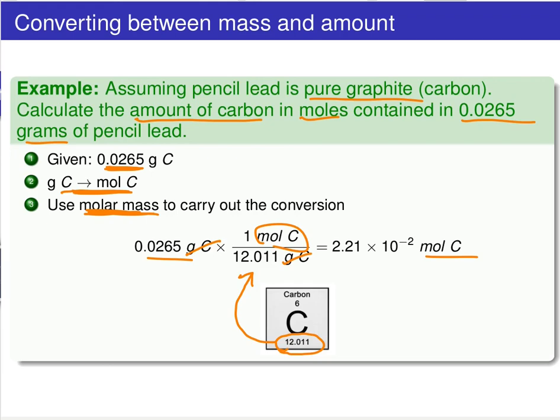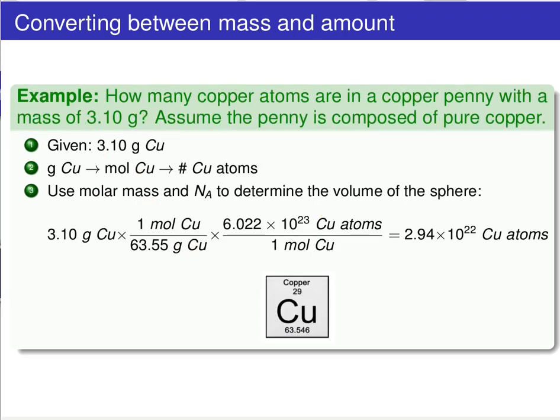Okay, but of course, we could run into problems that require multiple conversions. So in this next example, we are asked to determine how many copper atoms are in a copper penny with a mass of 3.10 grams. And we're going to make the assumption that that penny is composed of pure copper, so it was minted before 1982. We're going to start off, as always, by figuring out what we're given. We are told that we have 3.10 grams of copper in that penny. And our goal is to figure out how many number of copper atoms.